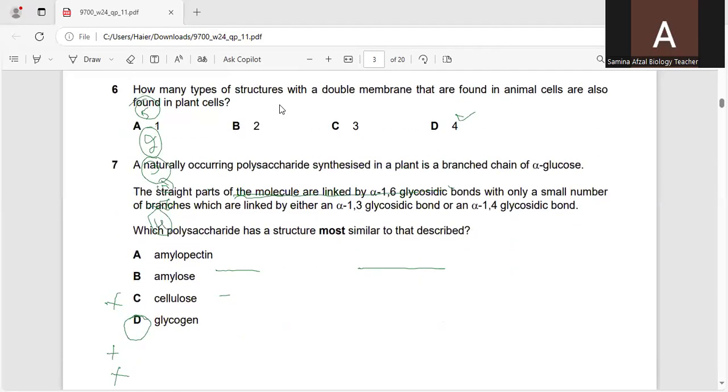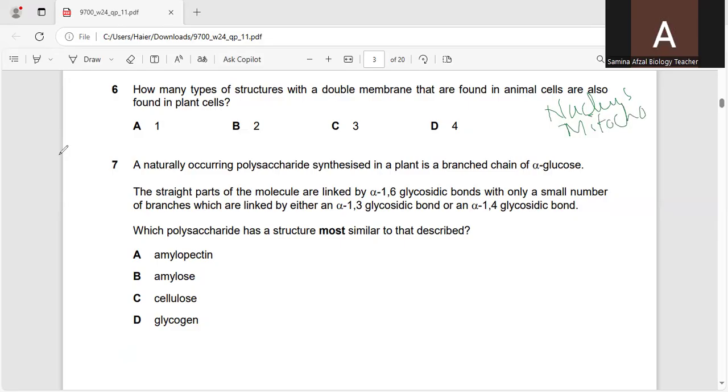Now question number 6 is: how many types of structures with a double membrane that are found in animal cells are also found in plant cells? In animal cells, the nucleus, and then the double membrane mitochondria, chloroplast.